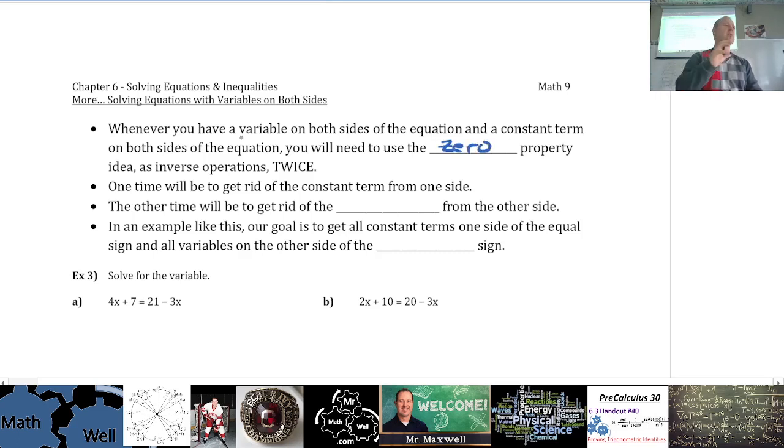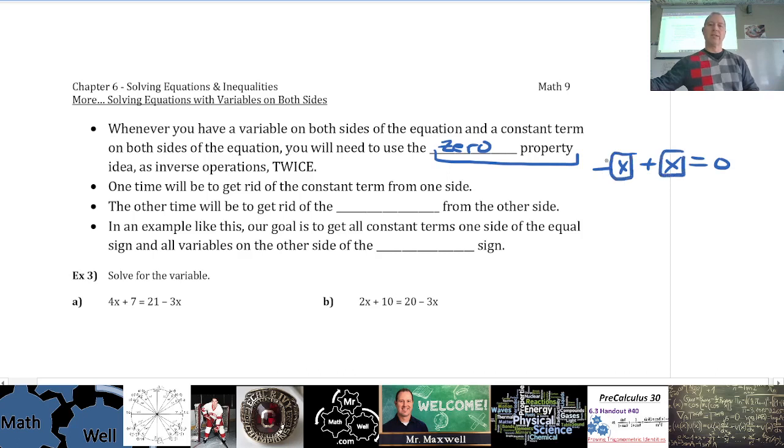Remember we did this with the algebra tiles, where you have a positive 5 and a negative 5. It's like you cancel out. That's really what we've been doing. So it's basically using the inverse operations. We're going to have to do that twice. The 0 property is where you have a negative something and a positive of the same thing, and that equals 0. And this could be any number or variable or term. That's the 0 property. So it's just kind of what we've been doing.